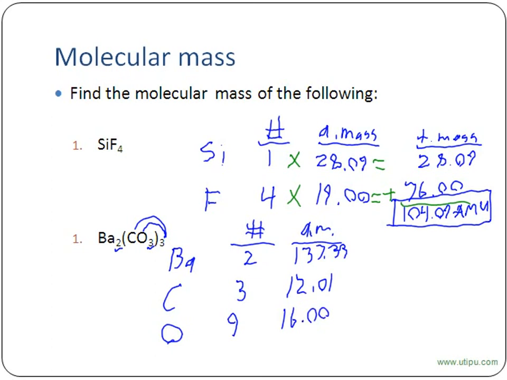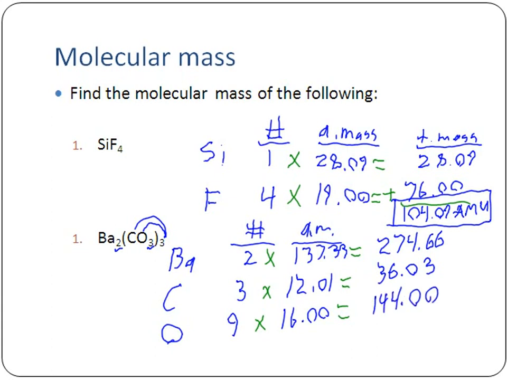Once again, all we have to do is multiply the number of each atom times the atomic mass, and that'll give us the total mass of each one. So, once again, it's calculator time. For barium, we have 2 times 137.33, and for that we get 274.66. For carbon, 3 times 12.01 gives 36.03. And our last one, 9 times 16, gives you 144.00.